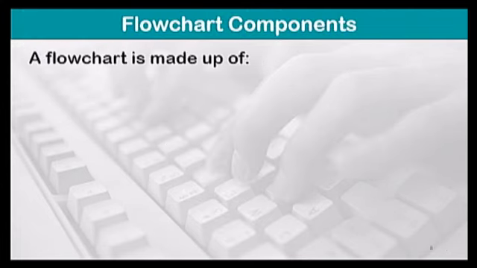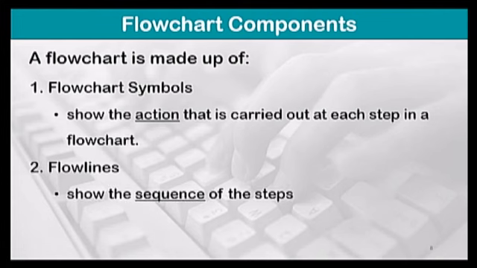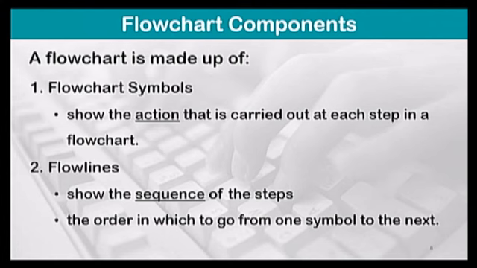What are the components of a flowchart? A flowchart is made up of 1. Flowchart symbols. Flowchart symbols show the action that is carried out at each step in a flowchart. The second constituent of flowcharts are flow lines. Flow lines show the sequence of the steps, that is, the order in which to go from one symbol to the next. We will start by looking at each symbol one by one.